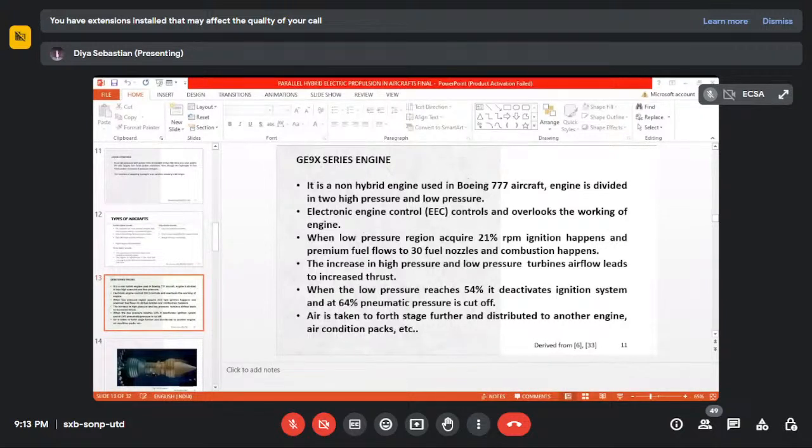So the normal working of a combustion fuel engine is simple. It has two basic parts, the lower pressure region and the higher pressure region, and the fuel nozzle sprays, and according to the percentage RPM, the working goes on. This engine starts, and all these processes happen when the aircraft is on the runway.